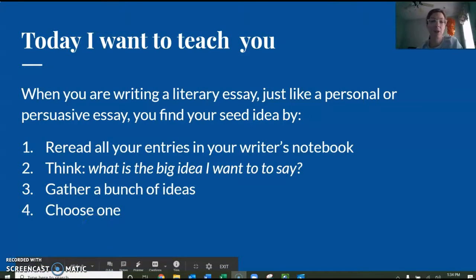So today I want to teach you that when you're writing a literary essay, just like a personal or persuasive essay, you find that seed idea. So you want to have your writer's notebook with you. And I want you looking through your entries today as part of that independent writing time. What is the big idea that you want to say? So gather a bunch of ideas, and you're going to choose one today to really stick with.